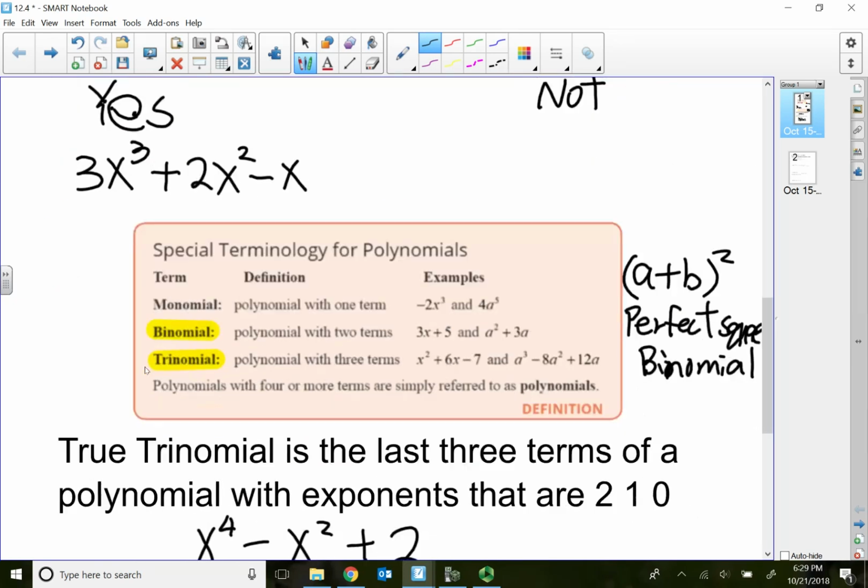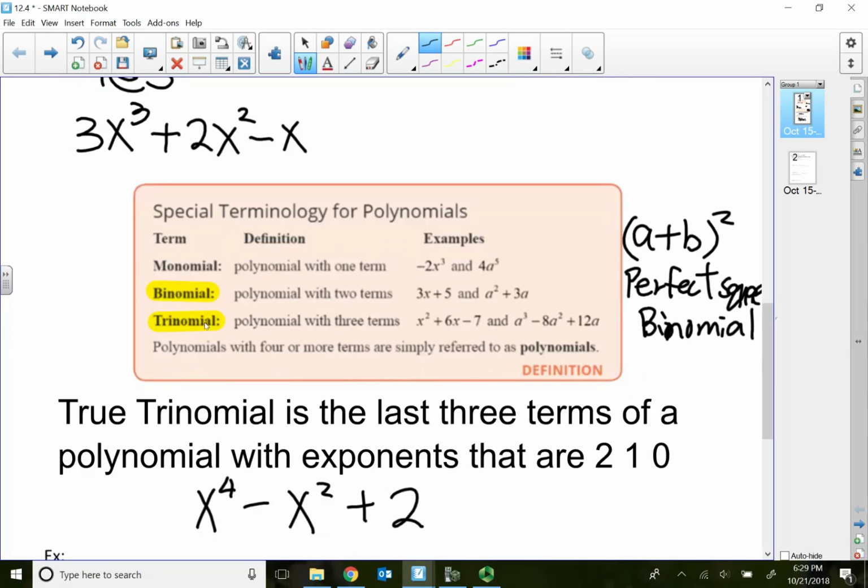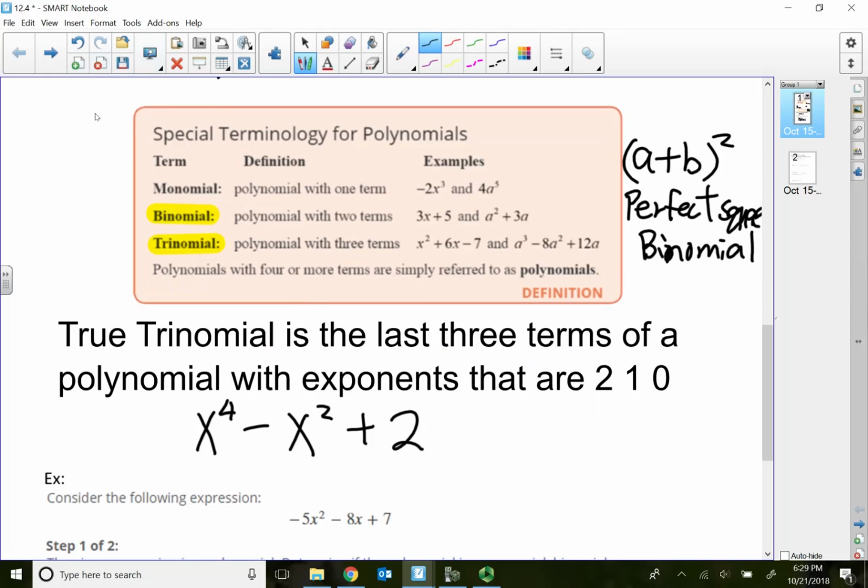We also mentioned the terminology that we are going to use for Module 12 and going forward regarding the words monomial, binomial, and trinomial.